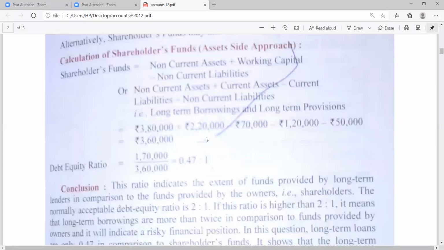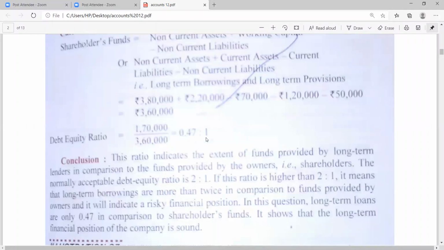So this ratio indicates the extent of the funds provided by the long-term lenders in comparison to the funds provided by the owners, that is your shareholders. The normally acceptable debt equity ratio is 2:1. If the ratio is higher than 2:1, it means the long-term borrowings are more than twice the funds provided by the owners, and it will indicate a risky financial position. In this question, long-term loans are only 0.47 in comparison to shareholder fund.